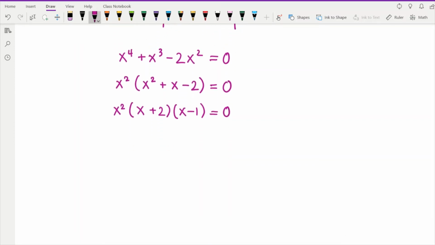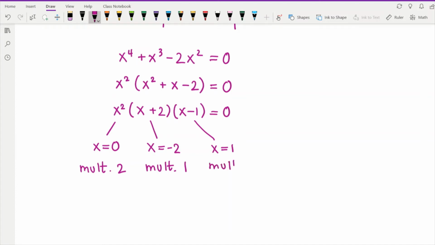Okay, so what are our solutions here? Well, we have x squared is equal to 0, so that will give us x is equal to 0. And the multiplicity in this case would be 2, right? Because we have x squared. This one, if we set it equal to 0, will give us x is equal to -2. And so in this case, the multiplicity is just 1 because it only appears once. This one, if we set it equal to 0, will give us x is equal to 1, and that also has a multiplicity of 1.